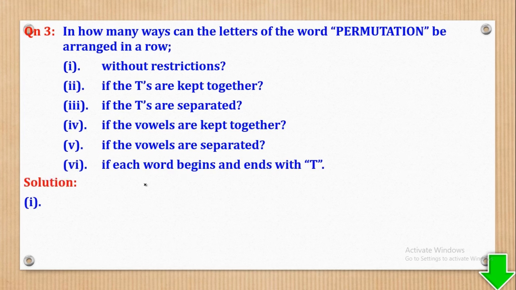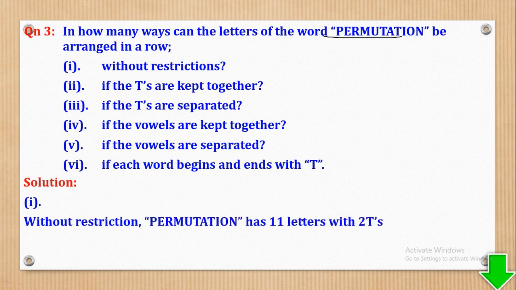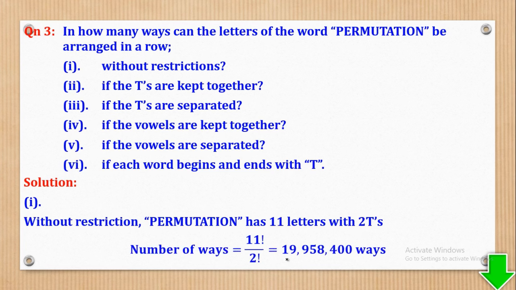So let's start with Roman 1. Without restriction, we shall just analyze the word permutation and realize that it has 11 letters with 2 T's. Therefore, 11 will be the numerator and 2 will be the denominator to give you this as the required number of ways. That was Roman 1. Roman 2 is when the T's are kept together.